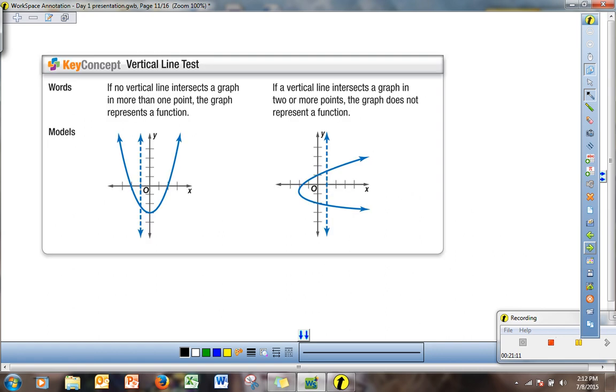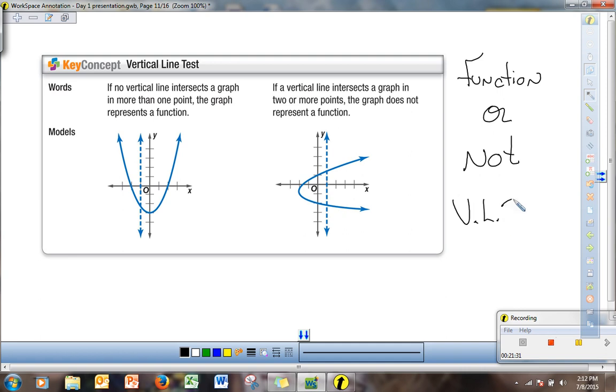This is not on your sheet, but it's a shortcut. When you're given a graph, there's an easy way to tell if it's a function or not. It's a shortcut, I call it. And it's called the VLT, which stands for the vertical line test. Here's what it says. It says if you can draw a vertical line and only hit your graph at one place, no matter where you place that vertical line, it's going to be a function.